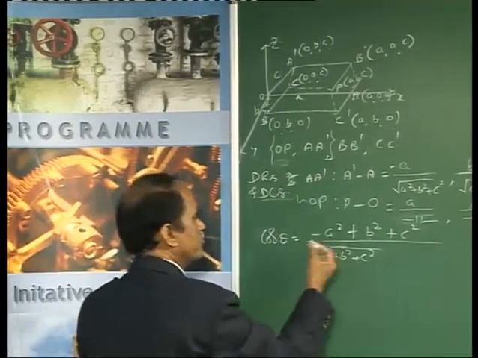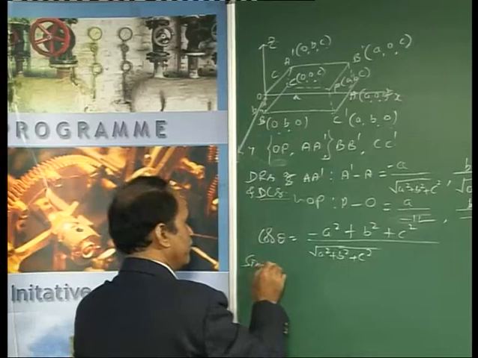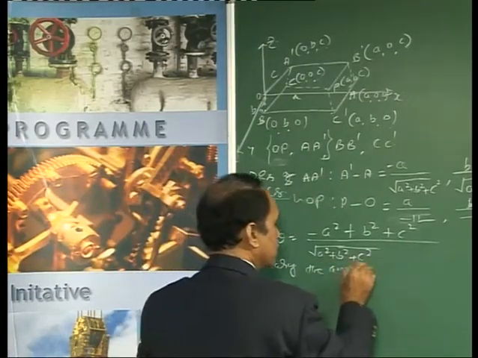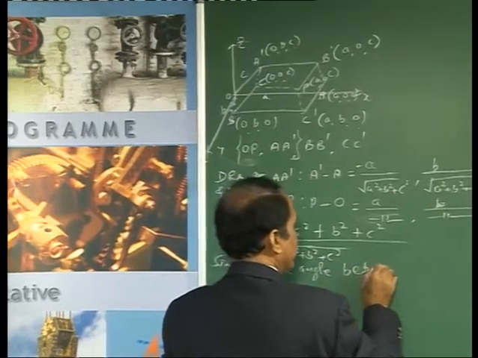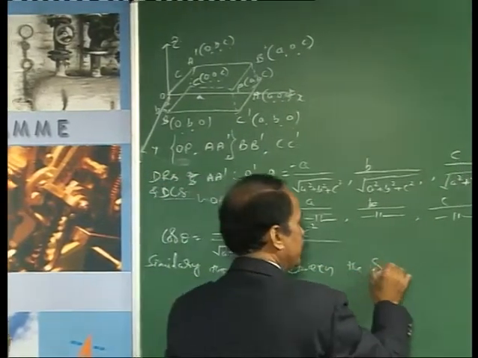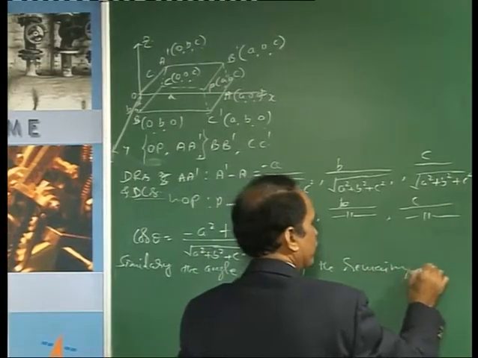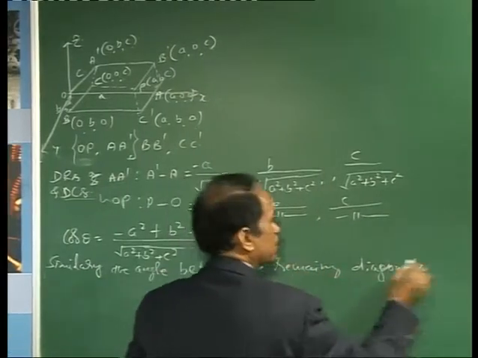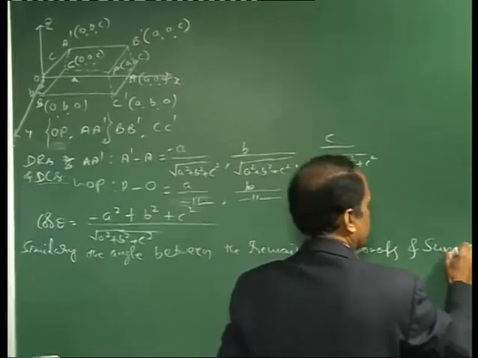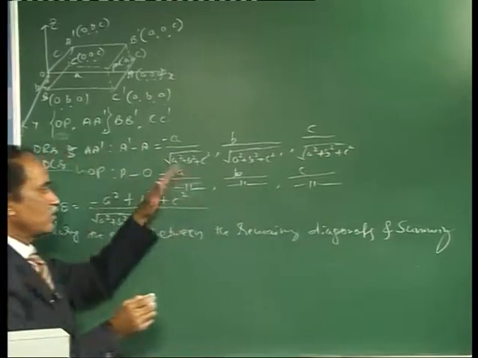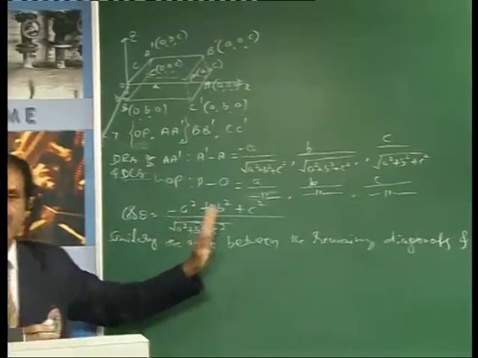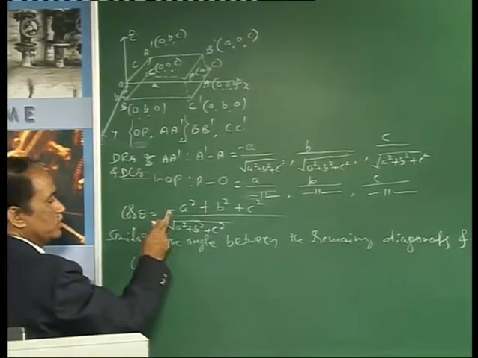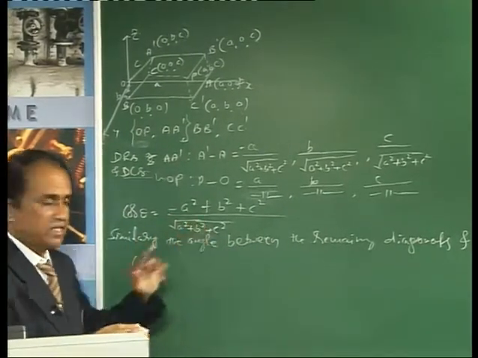So, to sum up these values, similarly the angle between the remaining diagonals and summing. All those steps I am skipping, going directly to the last step, it should be cos theta. Here it is minus, I told you, in another situation you are getting it as plus sign.